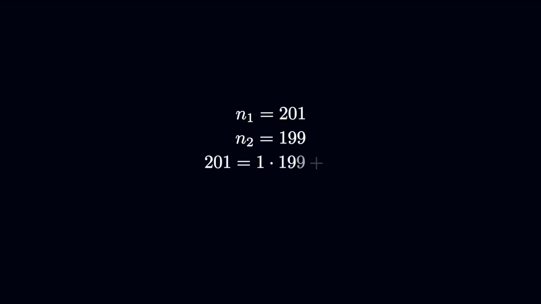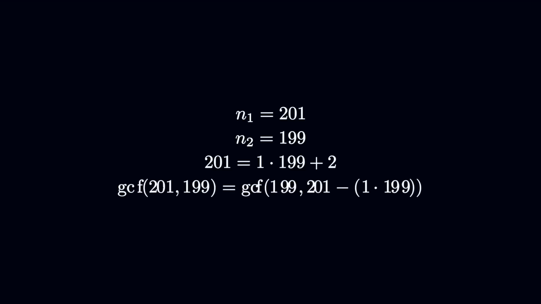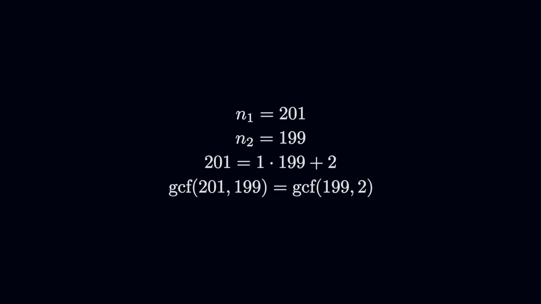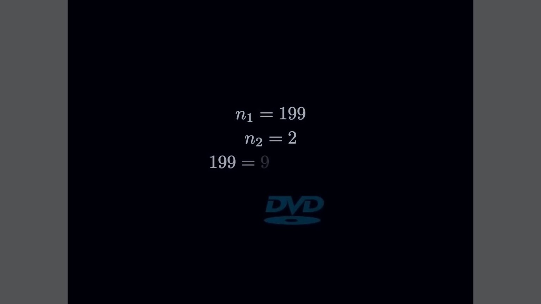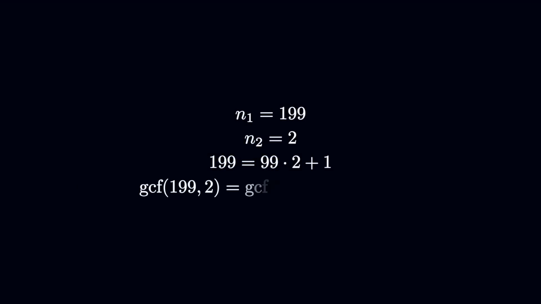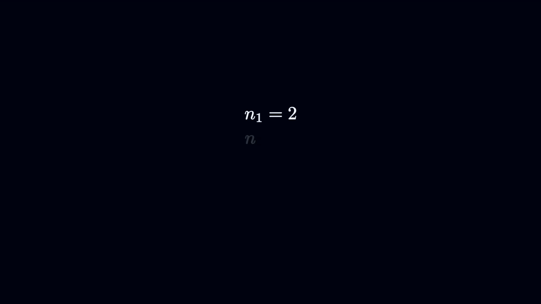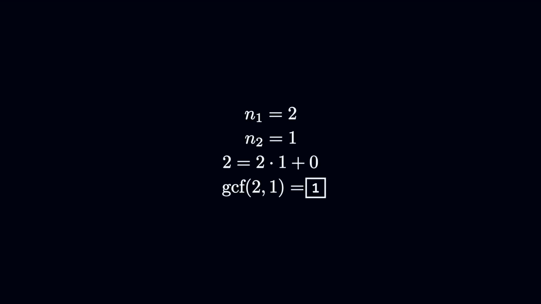But we can apply the exact same reasoning to say that the GCF of 201 and 199 will be the same as the GCF of 199 and 2. Now, 199 equals 99 times 2 plus 1. So we know that the GCF of 199 and 2 is the same as the GCF of 2 and 1. And the GCF of 1 and anything is 1, so we know that our GCF must be 1. Or, in other words, 400 and 201 are coprime, meaning they share no factors other than 1.